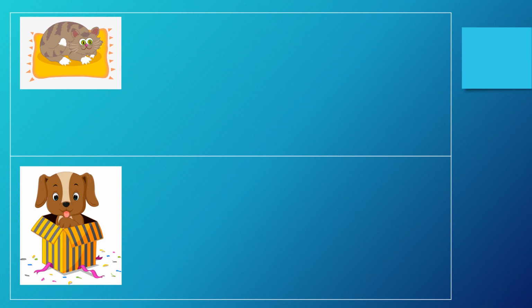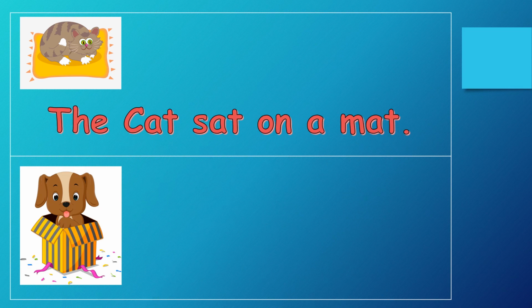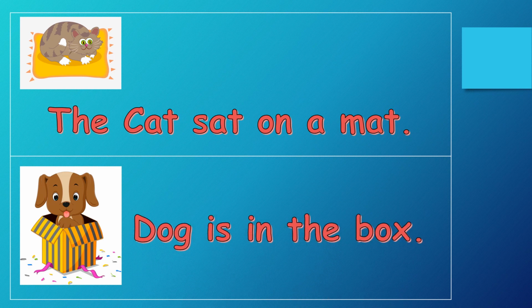Okay, children, so look at the pictures. Look at the first picture. Can you make a sentence? Yes, the cat sat on a mat. Now look at the second picture. Can you tell me the sentence for this picture? Yes, dog is in the box.